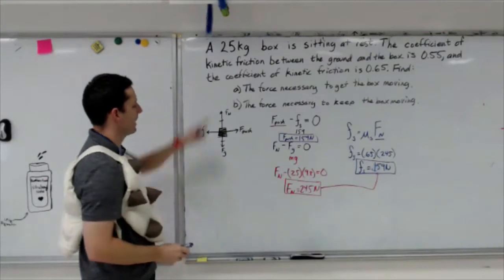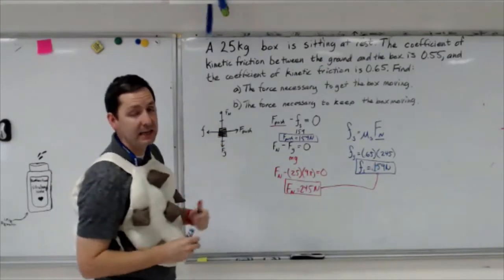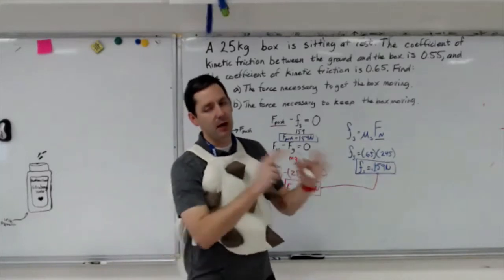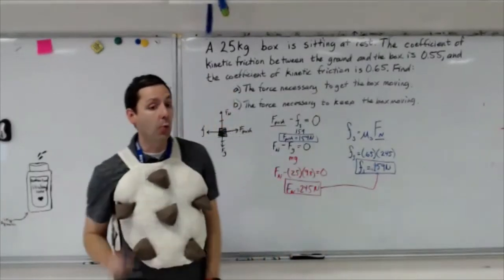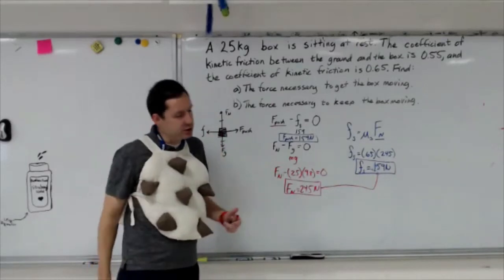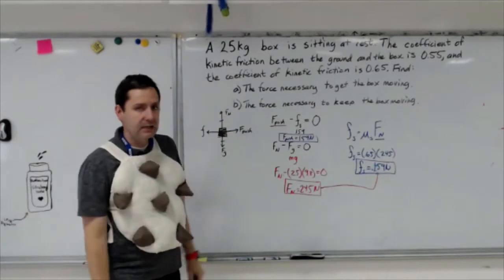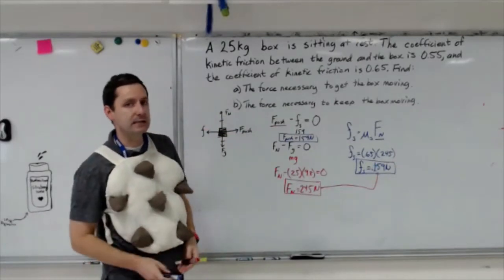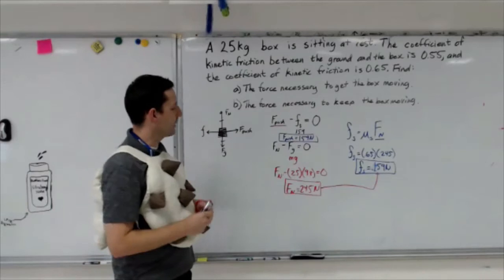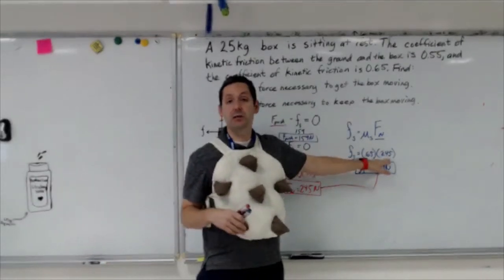All right, so that's question A. We found out that the static friction was 159 newtons. Any more force than that, and the box is going to start sliding. Now, once it is sliding, how much force do I need? That's the next question: the force necessary to keep it moving. And so we get to basically go through the same process again, except this time, obviously the normal force isn't going to change, right? That just depends on the weight.